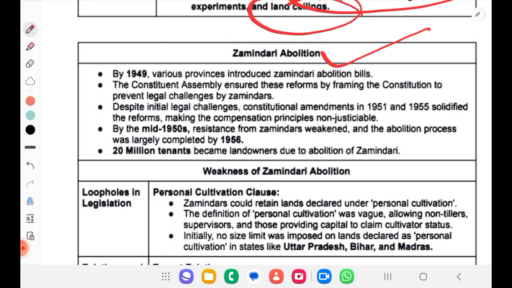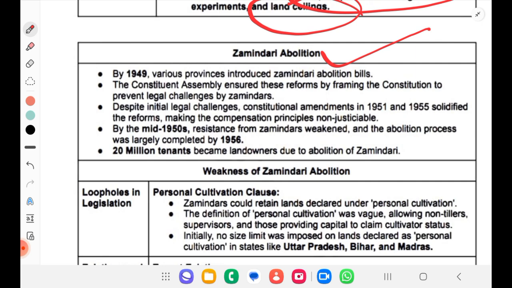By 1949, post-independence, various provinces introduced zamindari abolition bills. The Constituent Assembly ensured these reforms by framing the constitution to prevent legal challenges by zamindars. Despite initial legal challenges, Constitution Amendments in 1951-1955 solidified the reforms. There was an article, Article 31, you just have a look into it, making the compensation principle non-justiciable. By the mid-1950s, resistance from zamindars weakened and the abolition process was largely completed by 1956.